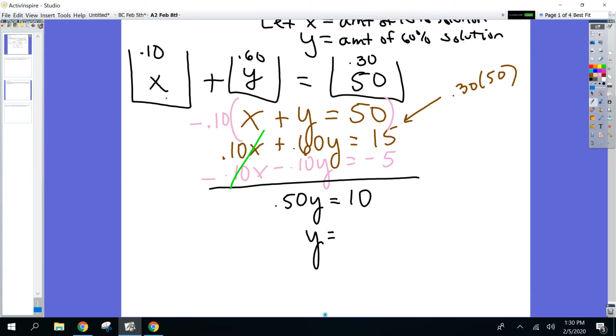So how much of the 60% do you have for y? 20. And just keep some units on there too. Milliliters, I think it is. Yep. Anybody know the shorthand for milliliters?